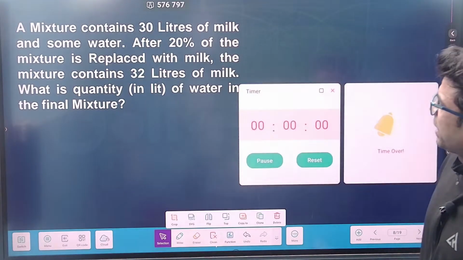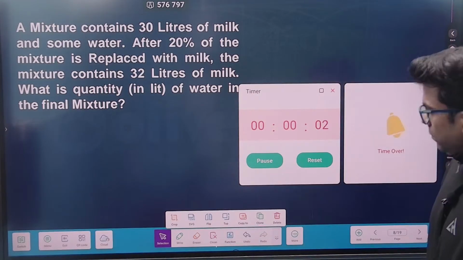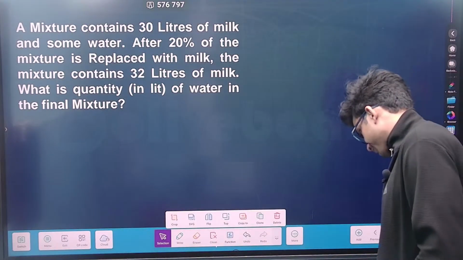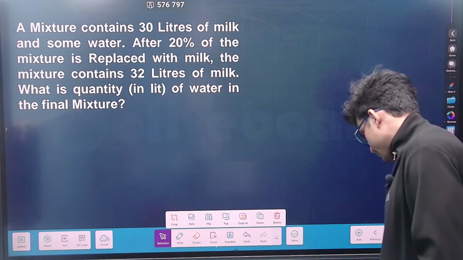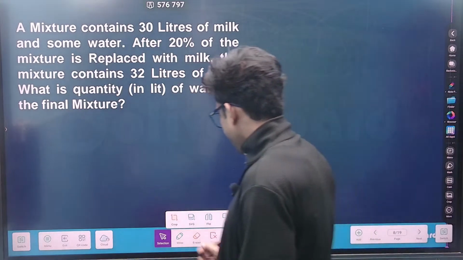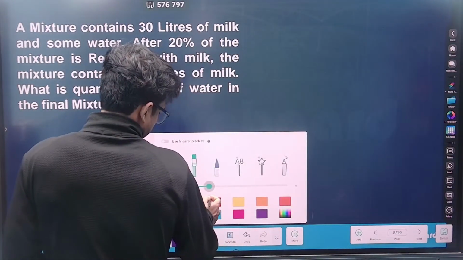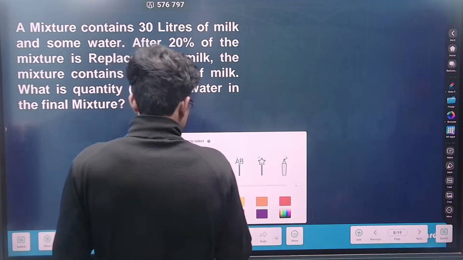We are getting like 8 liters. Okay. Only one answer. So we are getting different answers. We will see whether we are correct or not.